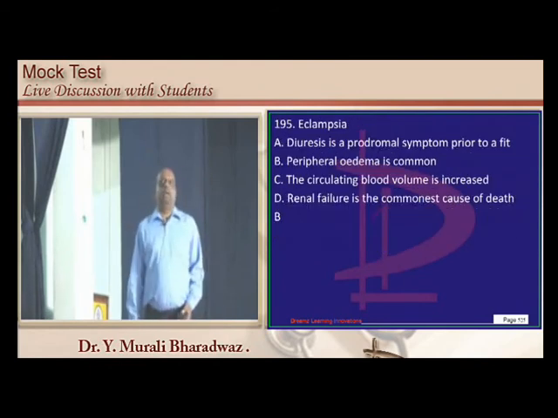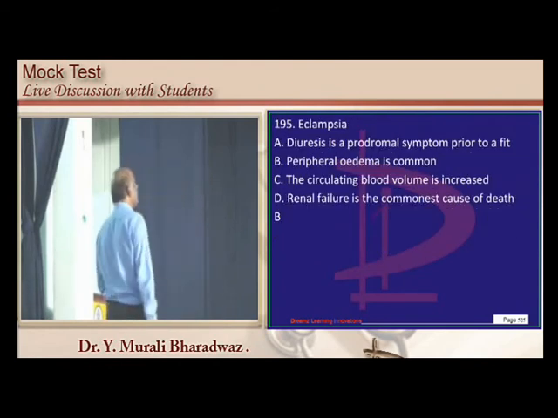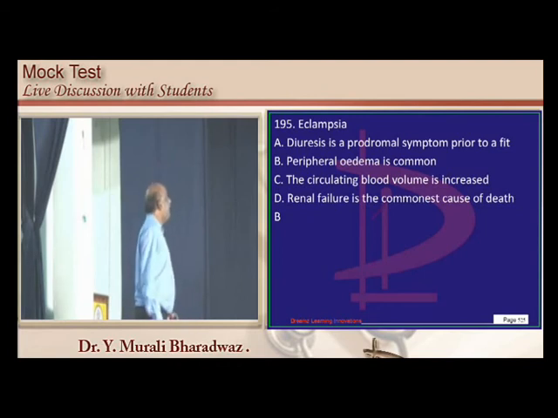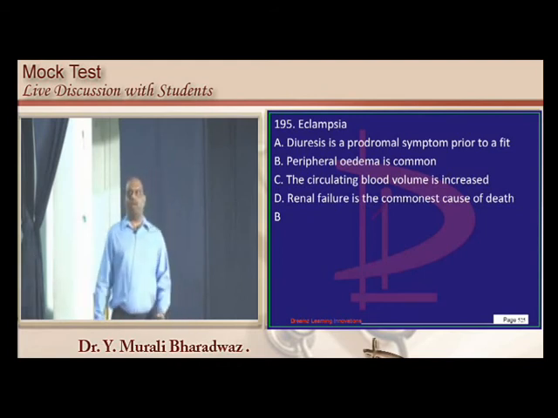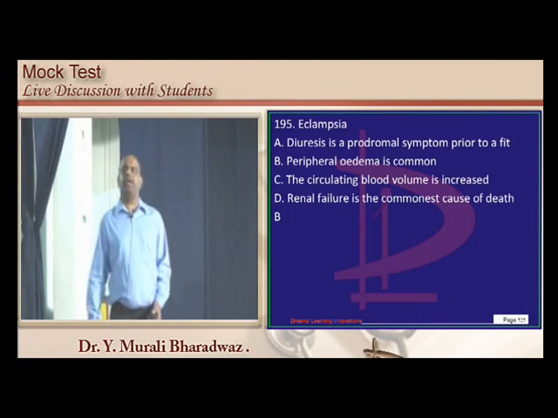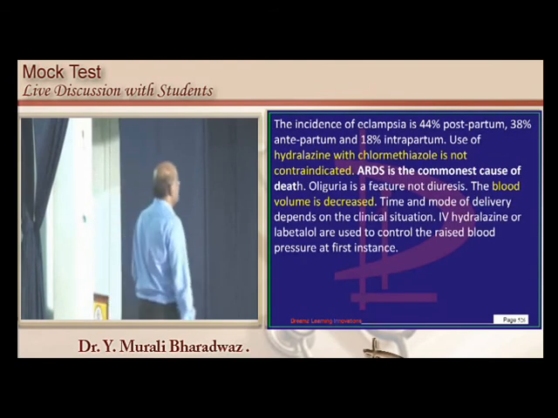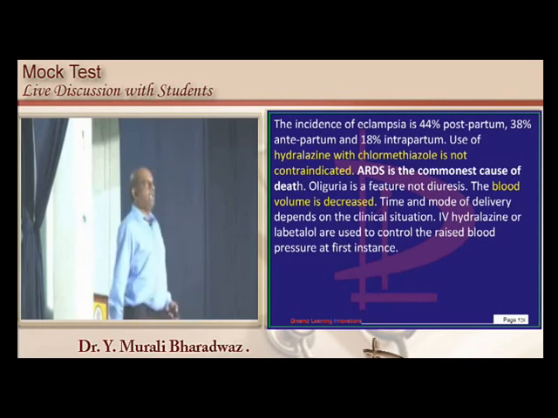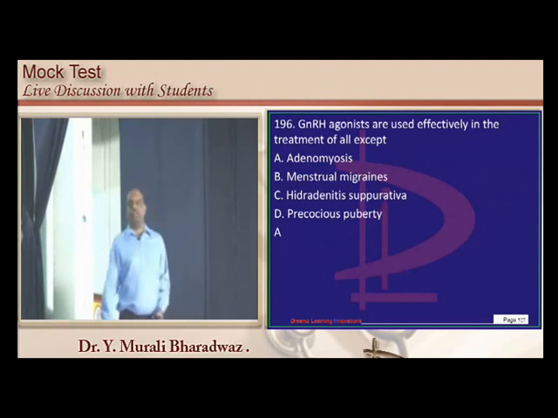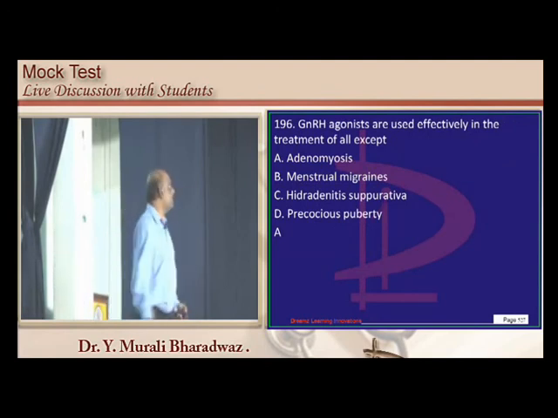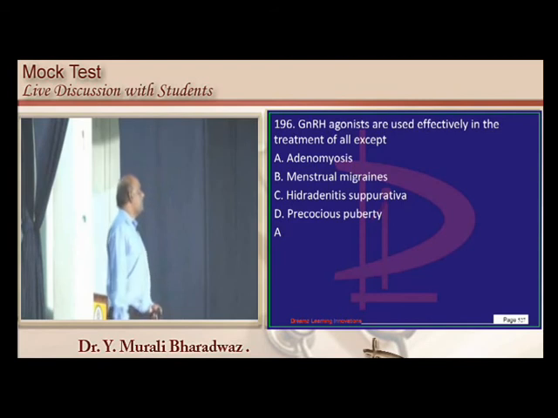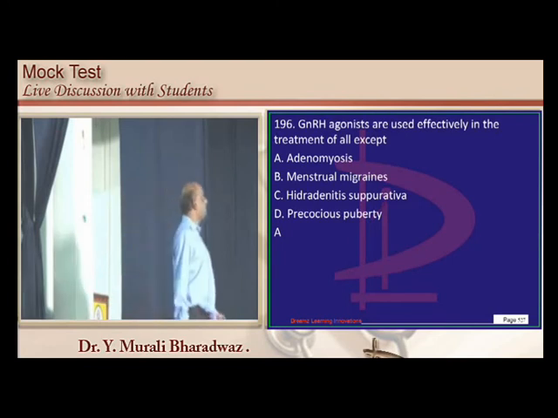In eclampsia, what happens to circulating blood volume? It is decreased, and peripheral edema can occur. What is the very common cause of death in eclampsia? It is not renal dysfunction. It is ARDS which can kill. That is the commonest cause of death, which you have to appreciate. We use GnRH agonists for leiomyomas, endometriosis, dysfunctional bleeding, menstrual asthma and migraine.